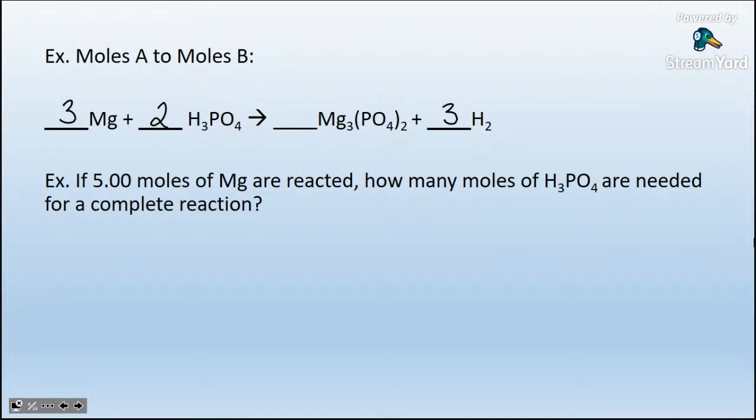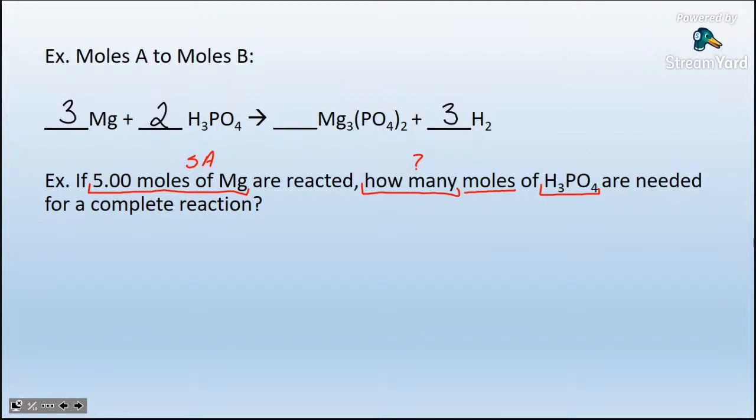So now that I've got that balanced equation, we can look at the actual problem. And what I always recommend to my students is label the problem. Okay? So as we go through this, 5 moles of Mg, that is what is referred to as a starting amount. Okay? It's the amount that they give you in the problem. And if you're going to work a math problem, there has to be a starting amount. So it tells me 5.00 moles magnesium are reacted. How many? That's my question, and it refers to moles of H3PO4.